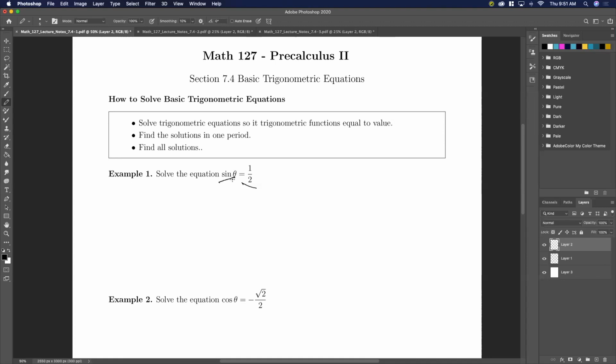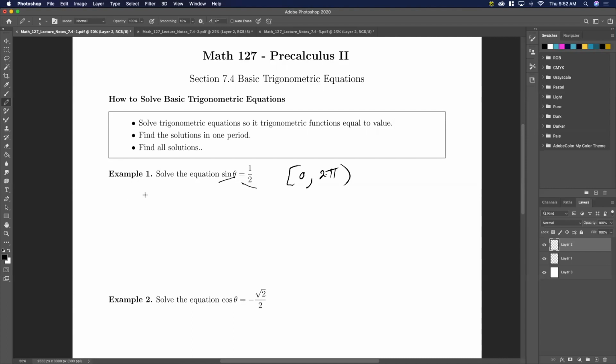So here, if we have sine of theta, I like sine of theta now. Sine of theta equals a half. Well, where's theta? For one period, let's just talk about what one period is. One period will be from 0 to 2 pi, not inclusive, right? So this is one period of sine, one period of cosine. So you find it for one period.